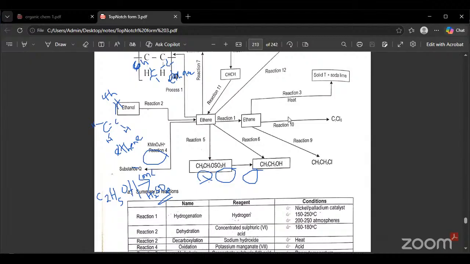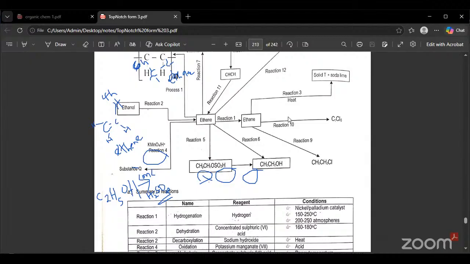And then you have about 200 because it is 150 to 250, so we normally say about. Now, reaction 2, dehydration, concentrated sulfuric acid. Temperature is about 170 degrees Celsius, or 160 to 170.